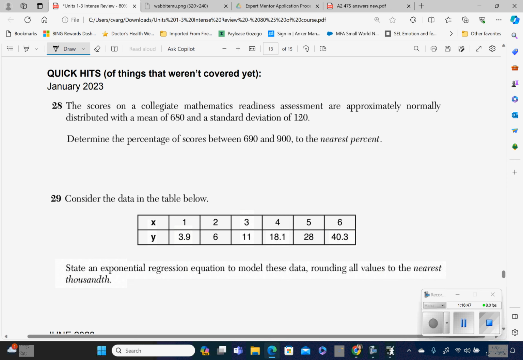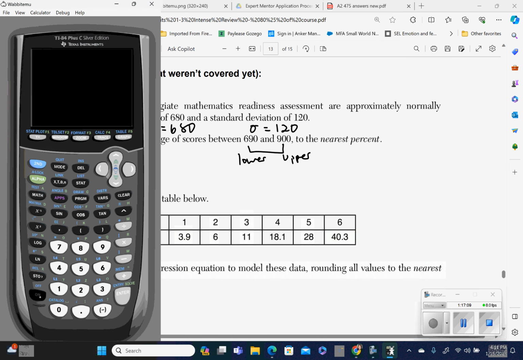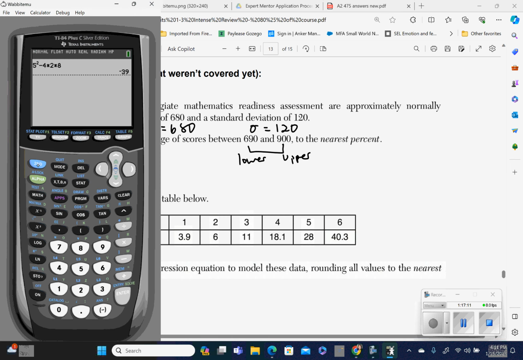Okay. All right. So whenever you have a question that has something like this, distributed, the mean is 680. The standard deviation is 120, and they want it between 2 scores. So the first number is my lower, the second number is my upper. Okay. So where do I go to put this into the calculator? If you did the June and the August regions, you should be in good shape.